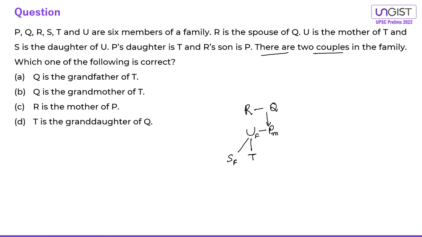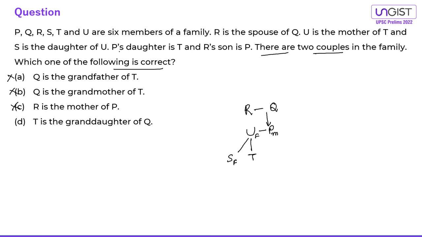Which one of the following is correct? Q is the grandfather of T. Guys, we can't say anything because the gender of Q is not given in the question. Q could be grandmother or grandfather, we don't know. R is the mother of P. Gender of R, we can't decide. T is the granddaughter of Q.